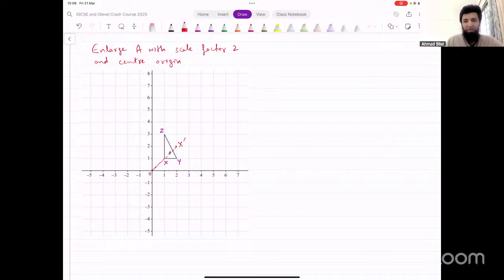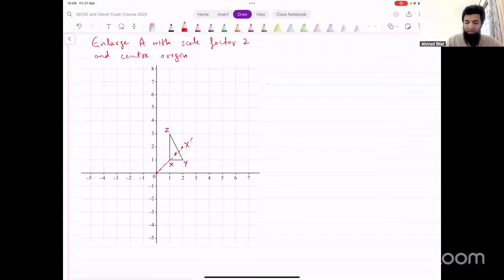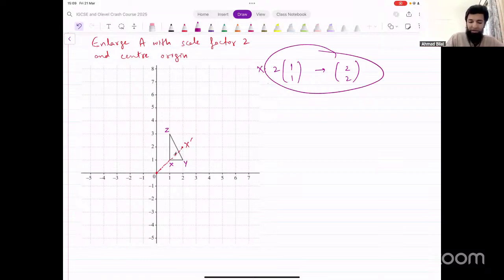Okay. Another way that sometimes students find helpful in an enlargement is to think of it like this: from the center of enlargement, how many units do you have to go right and up to get to the point X? 1 unit right and 1 unit up. So when you have a scale factor of 2, you multiply this by 2, and this will go to 2, 2. Okay. So now you have to go 2 units right and 2 units up, and that gives you the point X prime. Okay. But mostly it's fairly straightforward to do it from the diagram directly as well. You can do that. Otherwise, you can use this vector method as well.